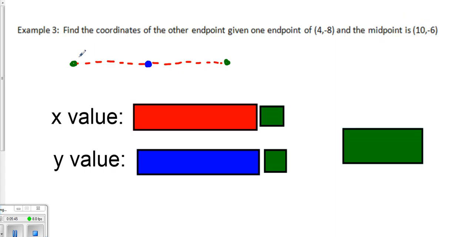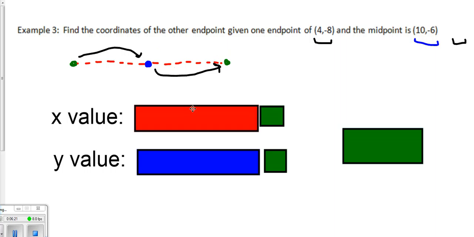Well, remember, going from here to here needs to be the same as going here to here. And what's changing is both your x and your y values. So going from this endpoint to this midpoint, and then from this midpoint onto our next endpoint, the x values should change the same amount. Here to here, x should change the same as going here to here, and the y value should change the same amount, going here to here as here to here.